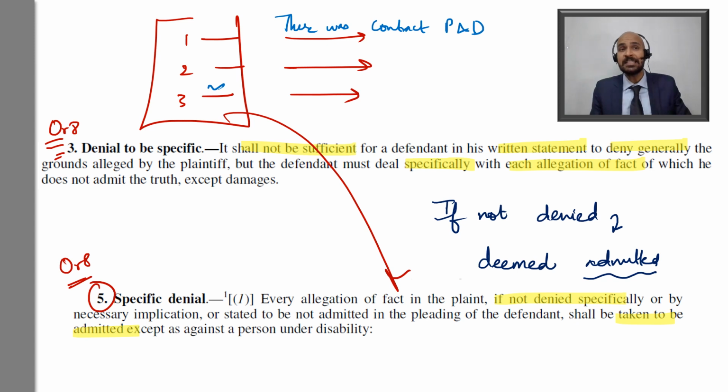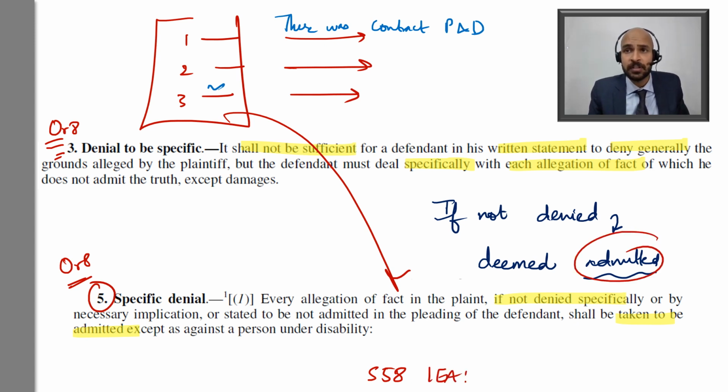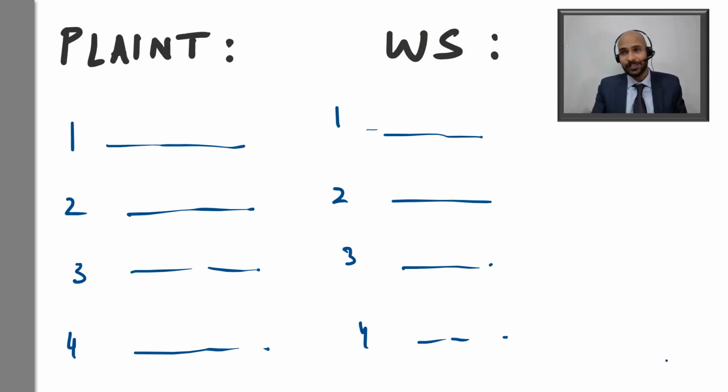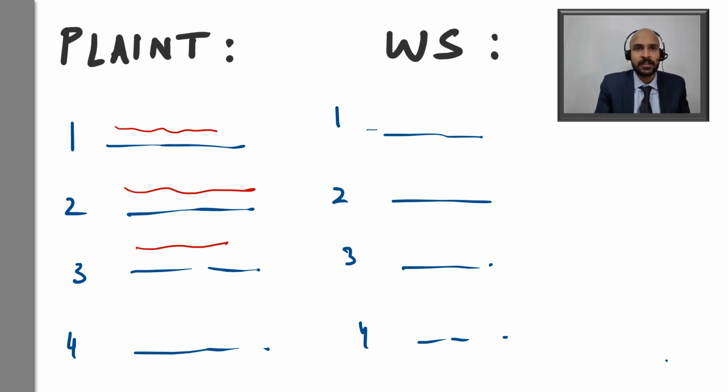When something is deemed to be admitted, the court will not look at any evidence or arguments regarding that fact. This is an important principle that you see in Section 58 of the Indian Evidence Act, which broadly tells you that any fact which is admitted need not be proved. So this is the importance of specifically denying each point in the written statement. Let's look at this more closely. Let's say the plaint contains a certain statement here. Then it has a second fact, a third fact, and a fourth fact.